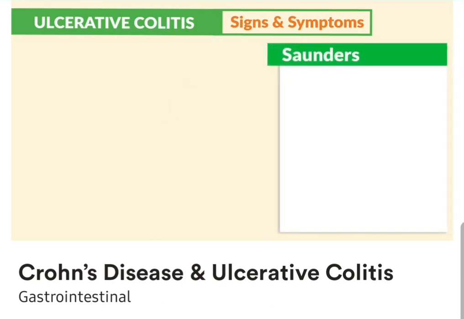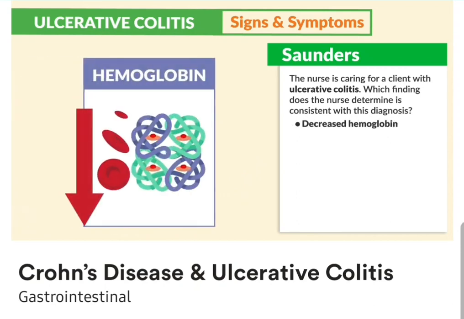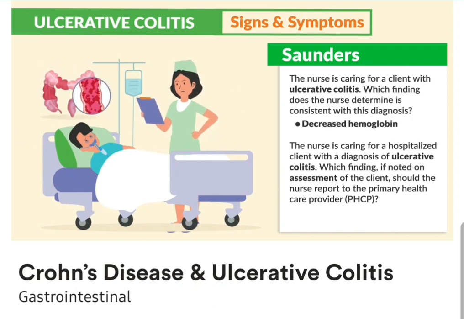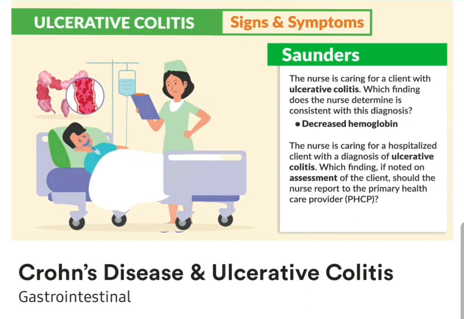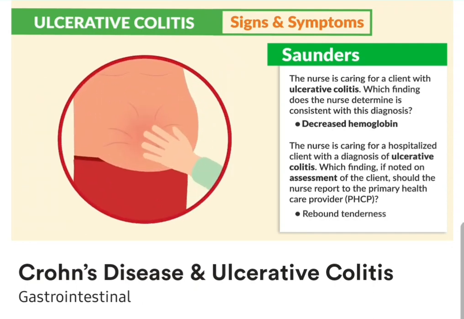So Saunders mentions, the nurse is caring for a client with ulcerative colitis. Which finding does the nurse determine is consistent with this diagnosis? Decreased hemoglobin. Yes, from that bleeding. And a second question. The nurse is caring for a hospitalized client with a diagnosis of ulcerative colitis. Which finding, if noted on an assessment of the client, should the nurse report to the primary healthcare provider, the PHCP? Rebound tenderness. Yes, write that down. We must report rebound tenderness.